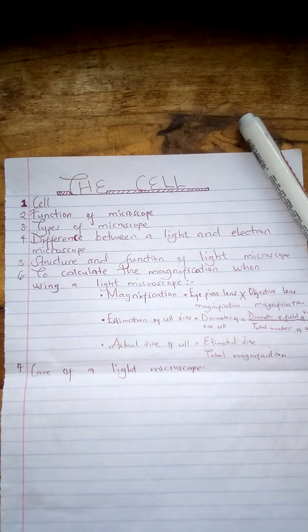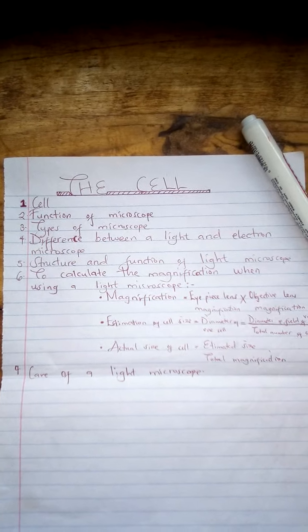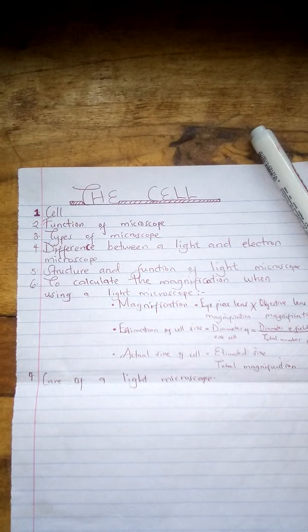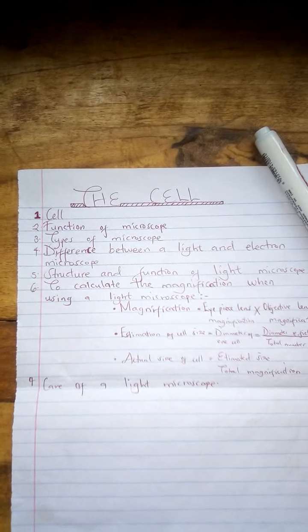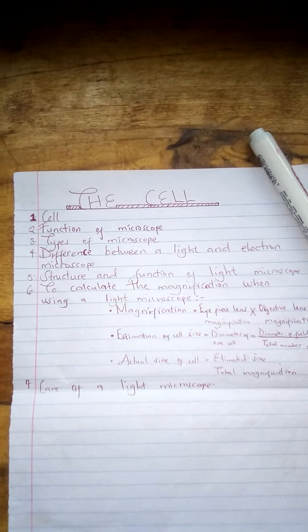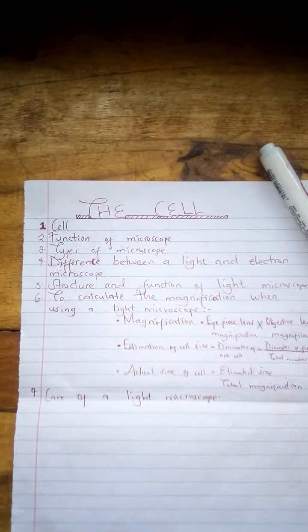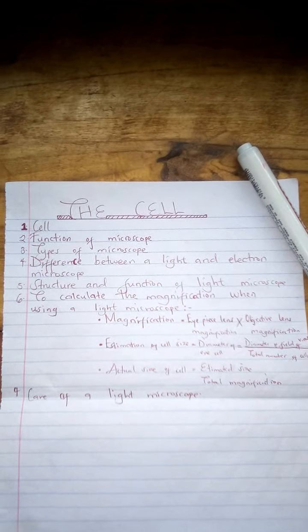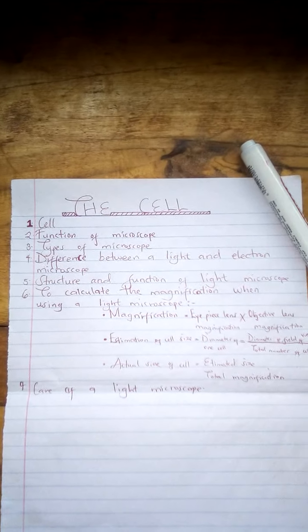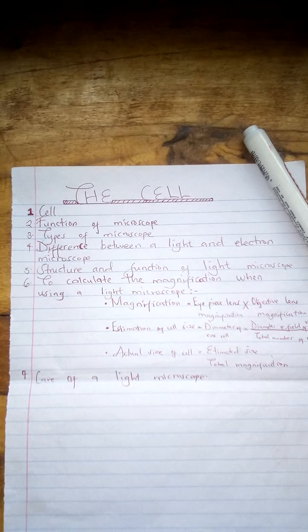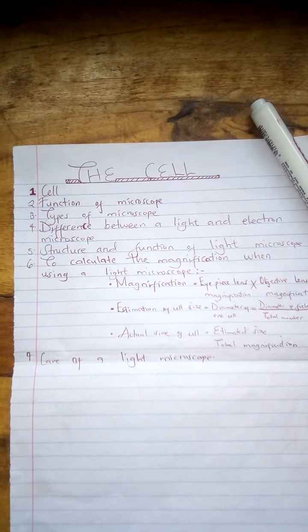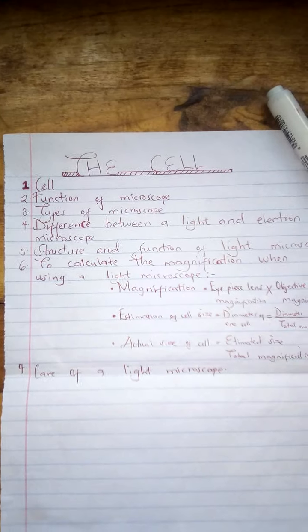Let's share something important about cell and Form 1 work. At the end of this lesson, you will be able to know the meaning of cell, the function of microscope, types of microscope, difference between light and electron microscope, and structure and function of light microscope. You will be able to calculate the magnification when using a light microscope, and you will know how to take care of a light microscope.